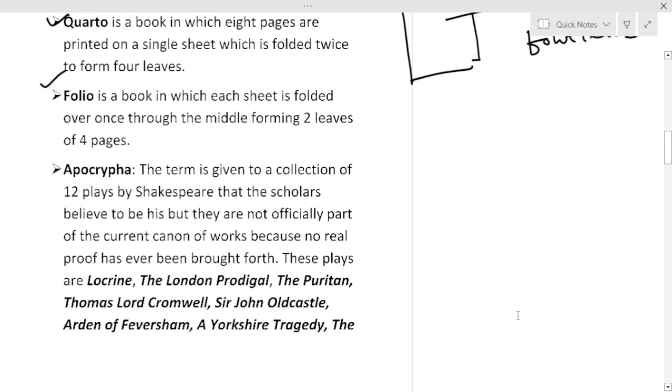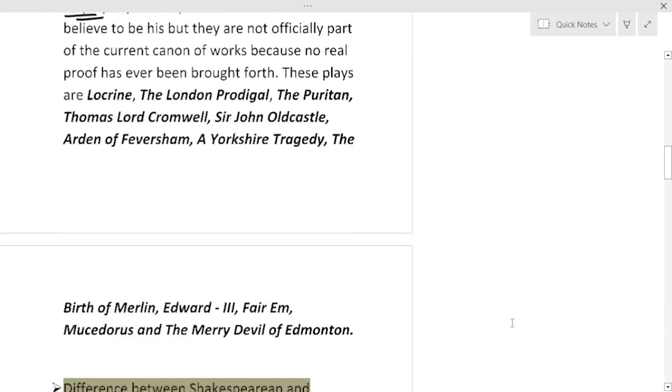Apocrypha. This term is given to a collection of 12 plays that scholars believe to be Shakespeare's, but they are not officially part of the current canon of works, because no real proof has been there. Though the scholars think that they might be Shakespeare's, there is no real proof.